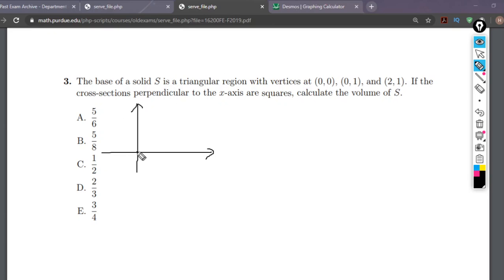So point A, the first point, would be 0, 0, the origin. And then the second point, 0, 1. Say that's 1 here. And the third point is 2, 1. It'll be somewhere along here. So then this triangle region is like this. And now that should be parallel to the x-axis.